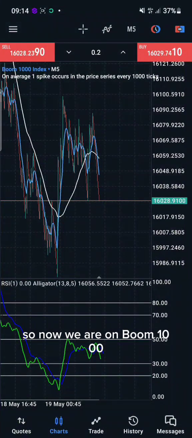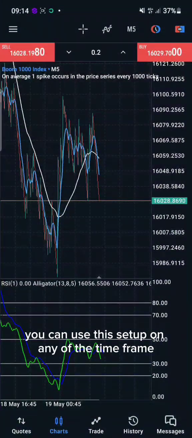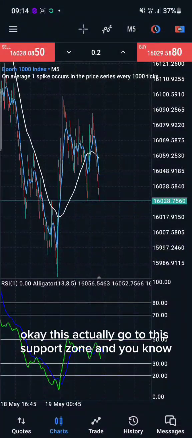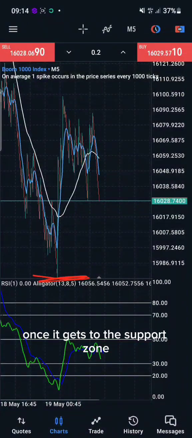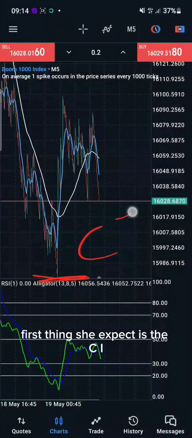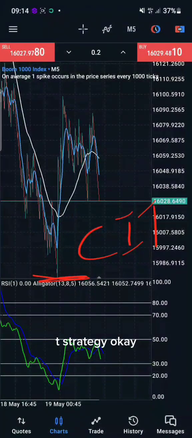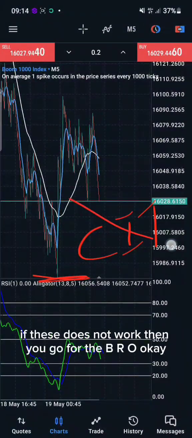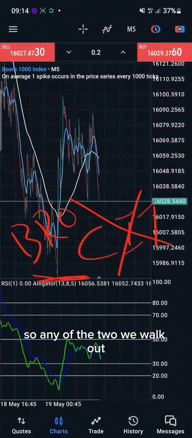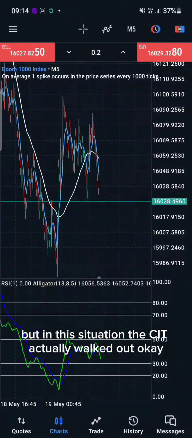So now we are on Boom 1000. You can use this setup on any time frame, but personally I love using it on the 5-minute time frame. This got to the support zone, and once it gets to the support zone, the first thing you should expect is the CIT strategy. If this does not work, then you go for the BRO. Any of the two will work out, but in this situation the CIT actually worked out.